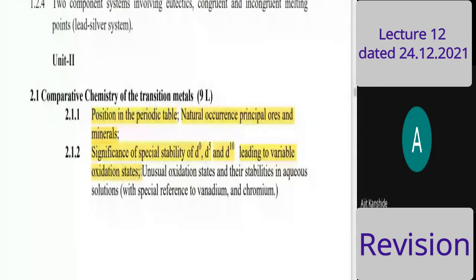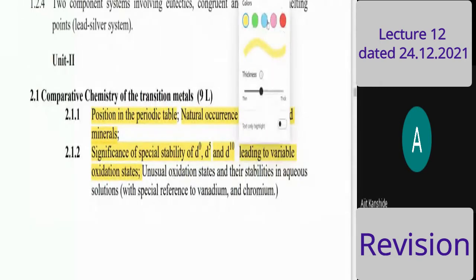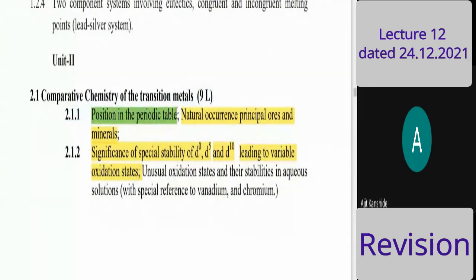Will anyone inform the first point? Where are these transition series elements situated or positioned in the periodic table? Between s block and p block elements. Yes, it is a general explanation, but if you say they are in group 3 to group 12, it indicates that it is after group 2, which involves the so-called s block elements, and before group 13, the so-called p block elements.